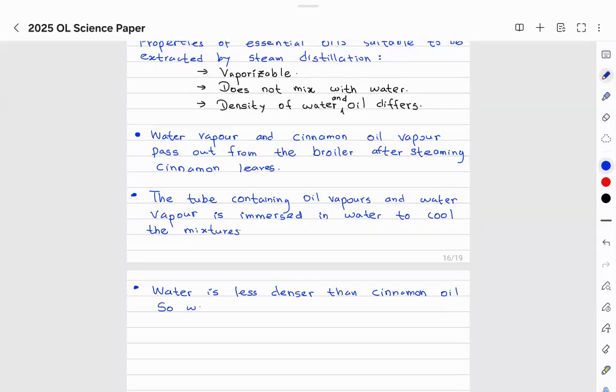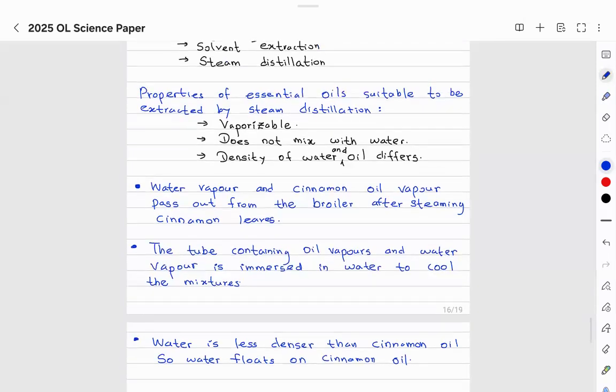So water floats on cinnamon oil. Then easily we can remove water and extract cinnamon oil. This is the process, right? Water vapor and cinnamon oil vapor pass out from the boiler after steaming the cinnamon leaves. So very easy. We are taking the boiler and we are steaming water and cinnamon leaves together.